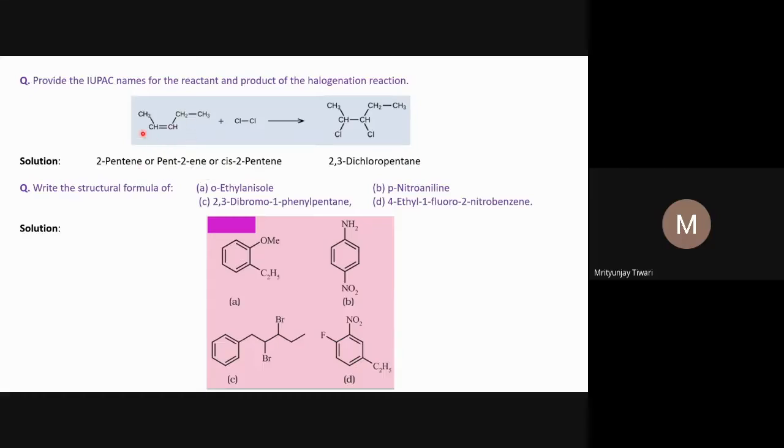The compound's name numbering will start from here: 1, 2, 3, 4, 5. So you can write the name of this compound as 2-pentene, 5 carbon atoms, 1-pentene, 2-pentene, or pent-2-ene. One can also write pent-2-ene, or if this is the isomer, in the case of geometrical isomers, we also write cis and trans to represent whether this is a cis compound or trans compound. Since this is a cis compound, one may also write it as cis-2-pentene. How the cis comes, I'll explain it in the next class.